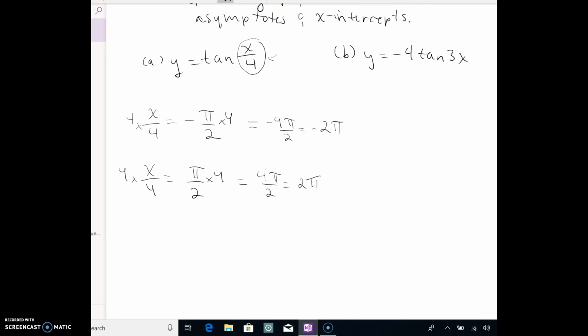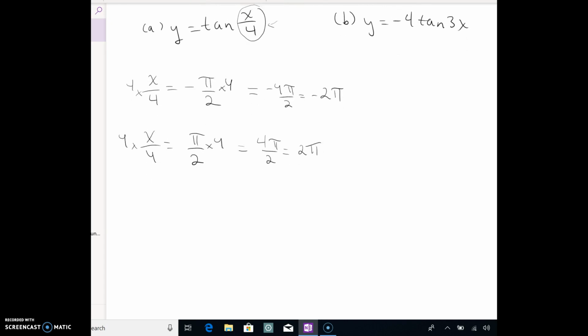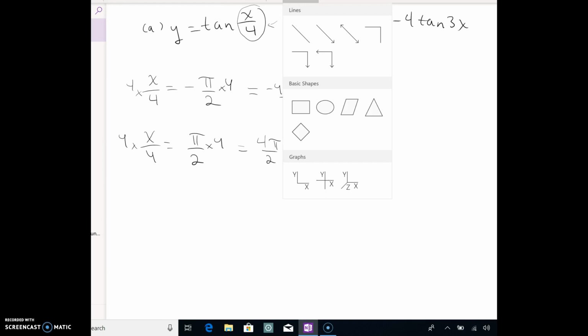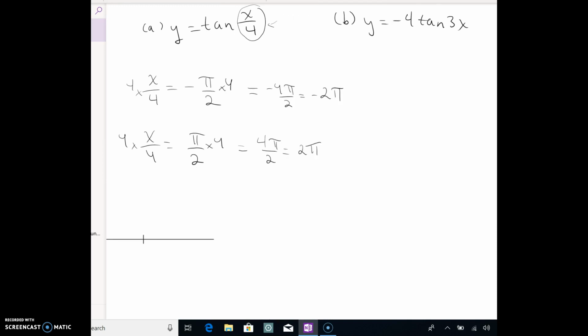All right, so we can begin the process now in regards to what this function is going to look like. Let's draw the Cartesian plane, the xy plane over here.